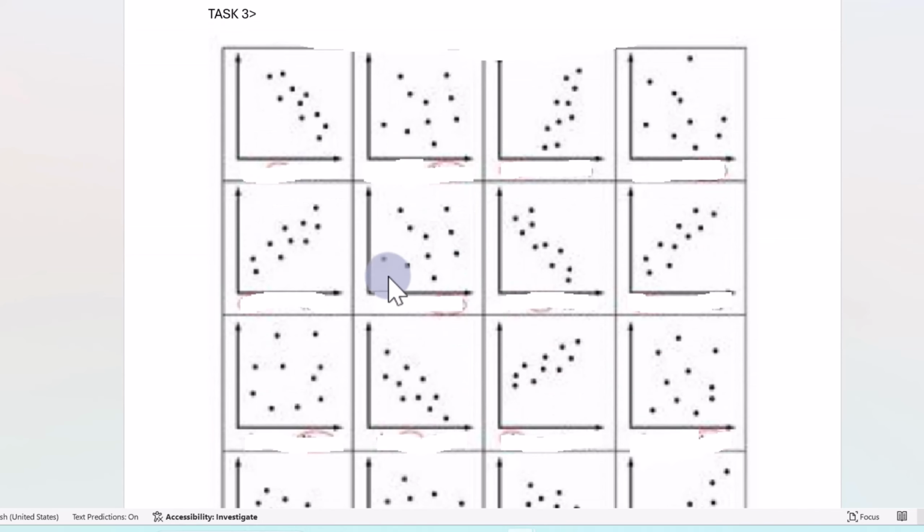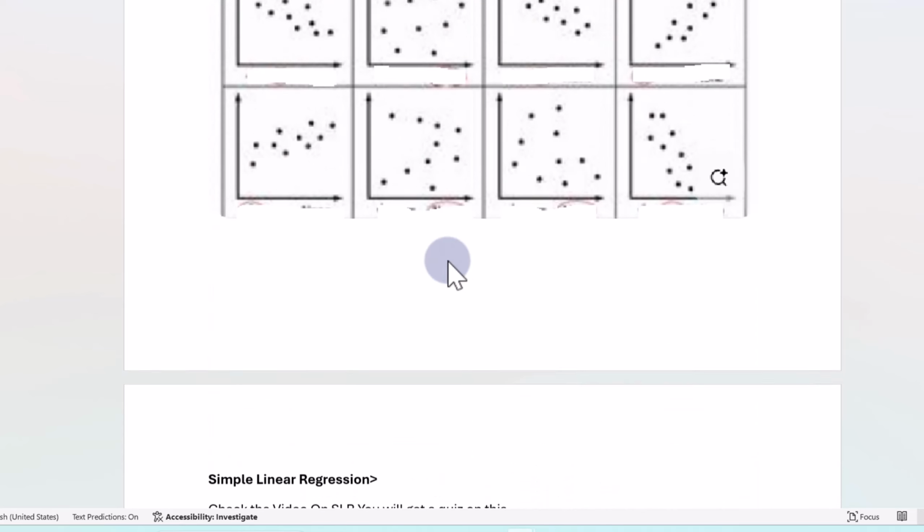Task 3 for you would be to write down whether you have positive correlation, negative correlation, or negligible weak correlation. For example, here you have a strong negative correlation, and here you have no correlation, and here you have a strong positive correlation, here nearly no correlation, and so on and so forth. So please check which graph or scatter plot is representing what type of correlation and how strong that would be.